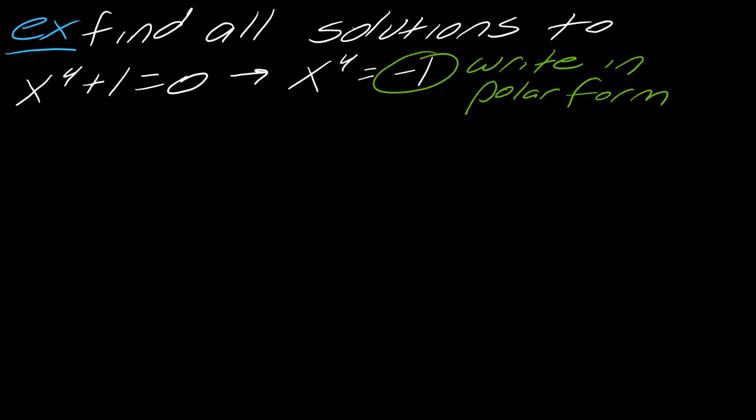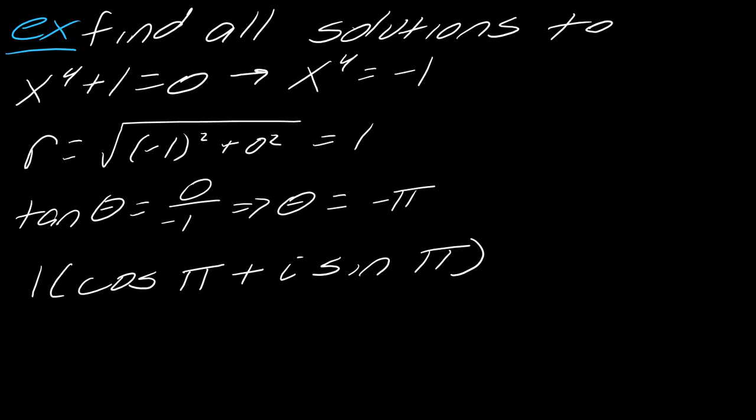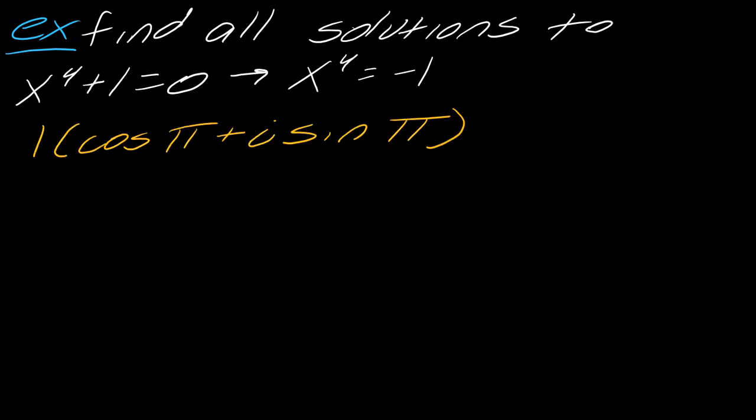Okay, so what I want to do is write this -1 in polar or trigonometric form. So I'll just show you the work for that. And so here is my trigonometric form. You can check my work if you want. And so I'll just note that there's my trigonometric form.